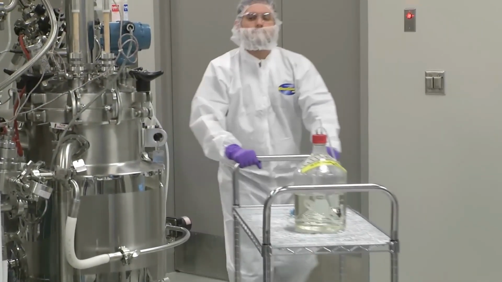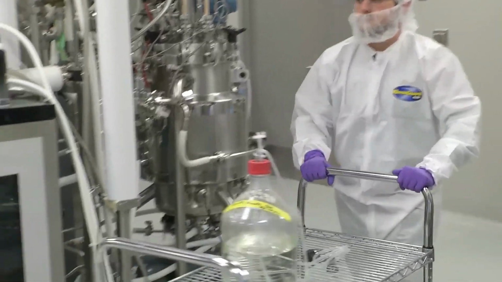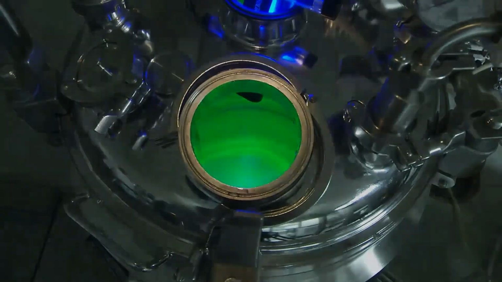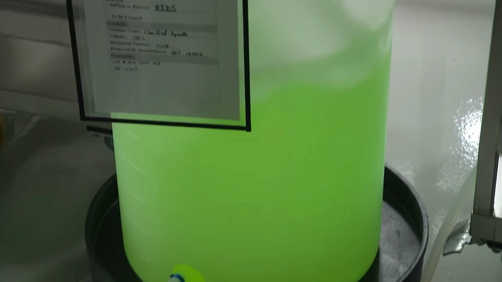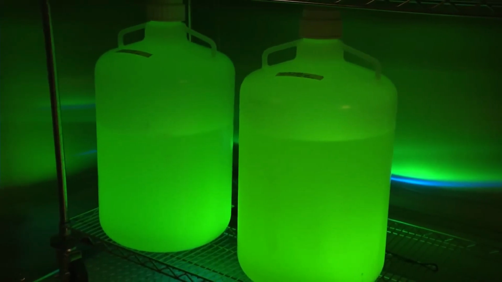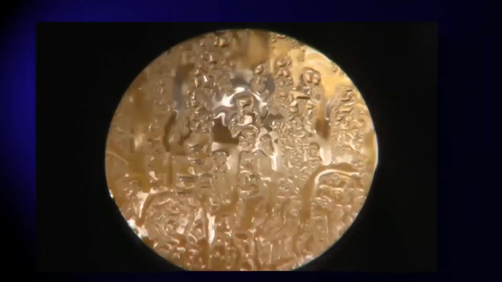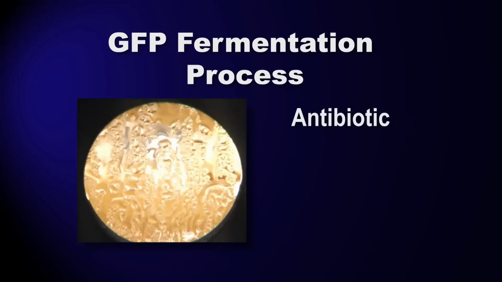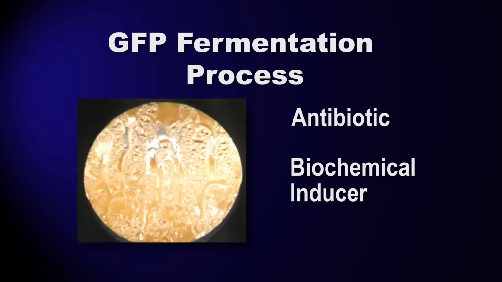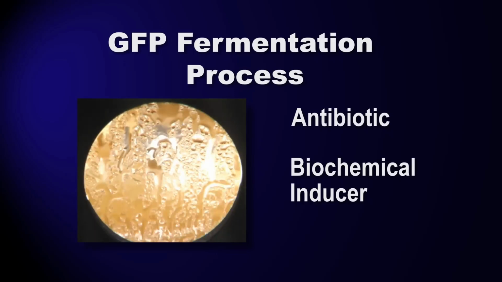Now that we have a basic understanding of how fermentation works, let's look at an actual process and see how it all comes together. For our sample process, we will look at the production of green fluorescent protein, or GFP. GFP is broadly used as a biological marker. It's a fluorescent dye that's very well tolerated by most cells and doesn't interfere with normal cellular function. In the GFP fermentation process, we'll need to add an antibiotic to protect the purity of the batch, and then, late in the process, a biochemical inducer to turn on the GFP gene.